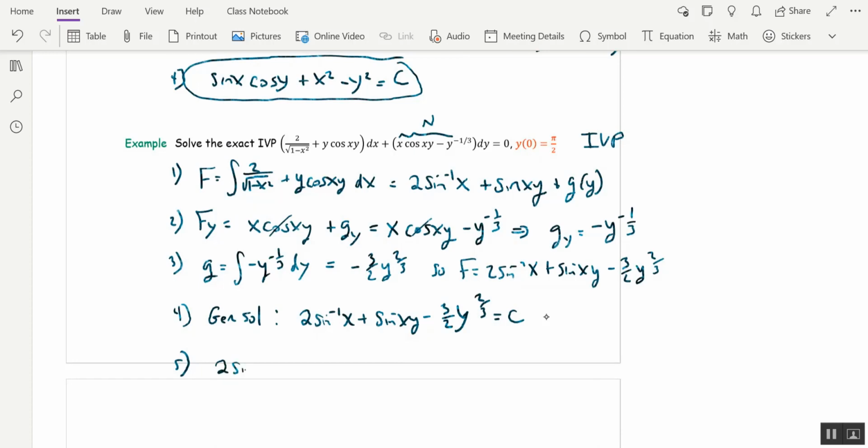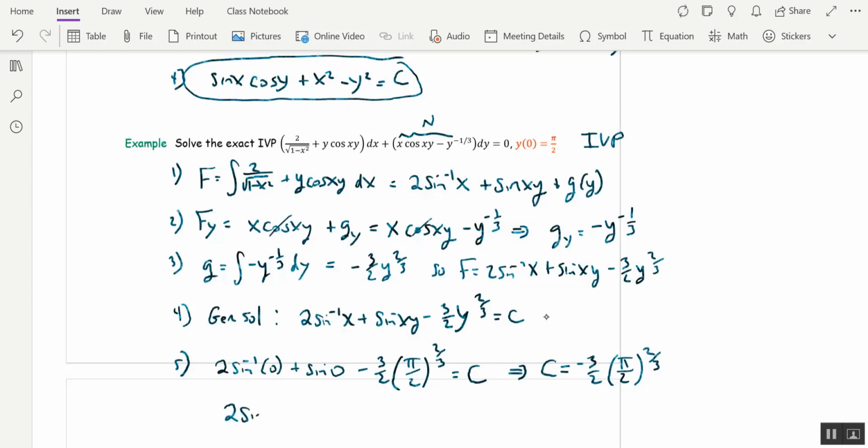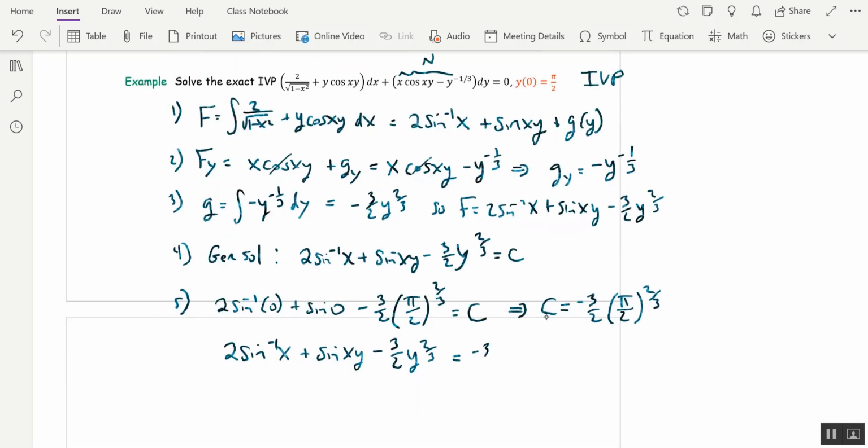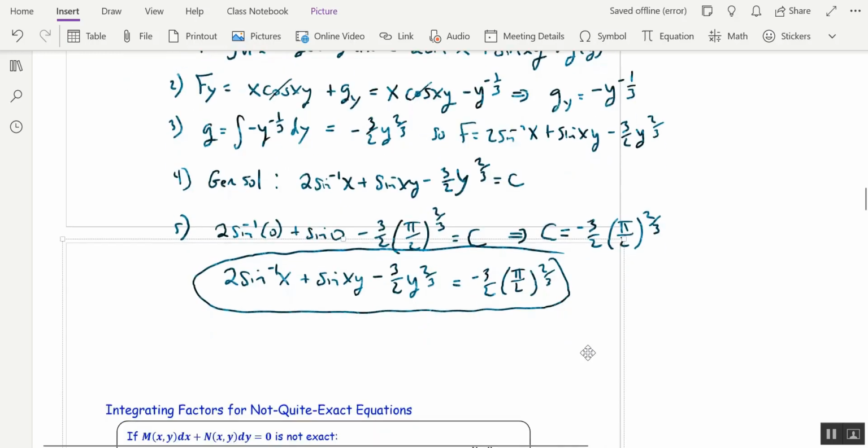So 2 sine inverse of 0, which is 0, plus sine of 0, which is 0, minus 3/2 pi over 2 to the 2/3 equals c. So that tells me that c is negative 3/2 pi over 2 to the 2/3. So just take that and plug it back into your general solution, and that'll give you the IVP solution. 2 sine inverse of x plus sine xy minus 3/2 y to the 2/3 equals c, but c is negative 3/2 pi over 2 to the 2/3. All right, so that is exact differential equations.